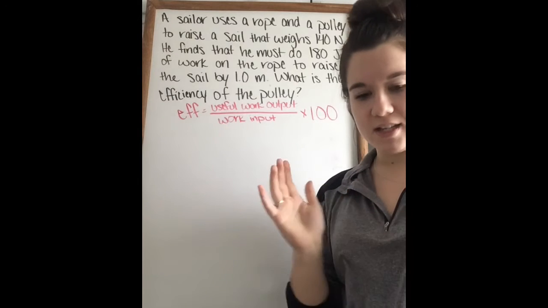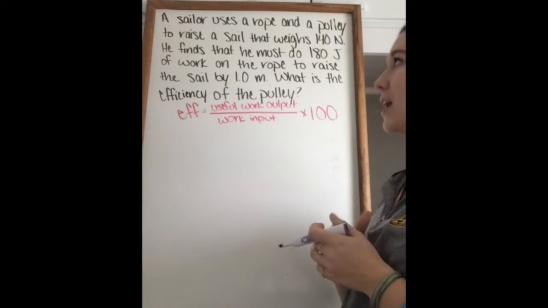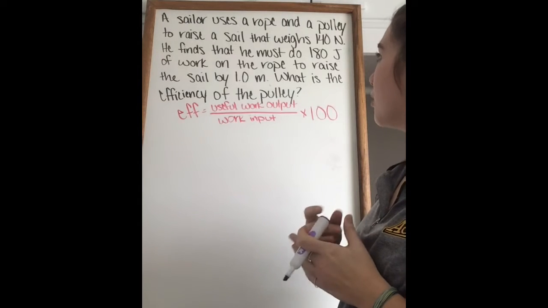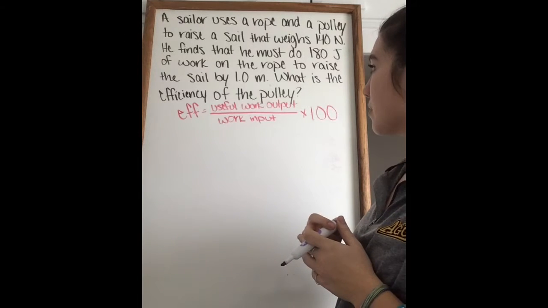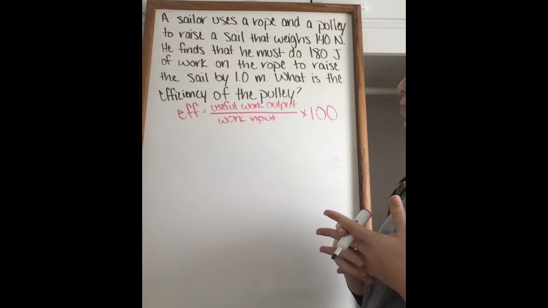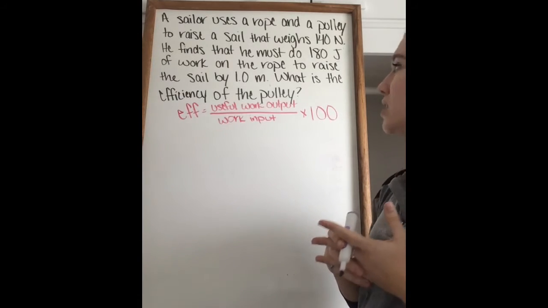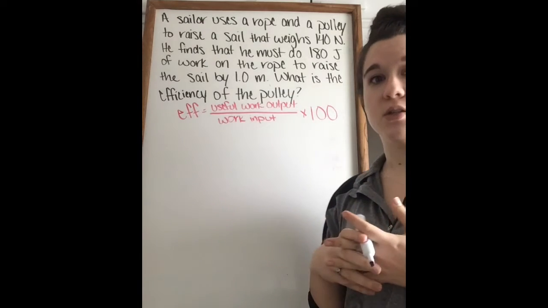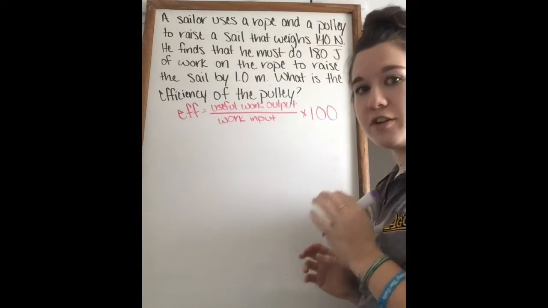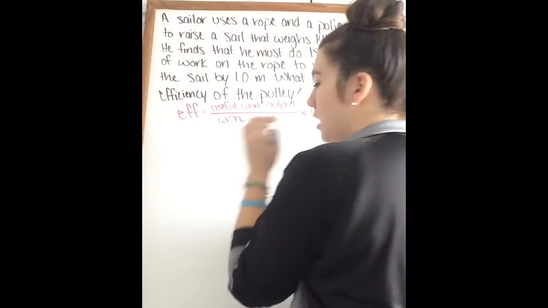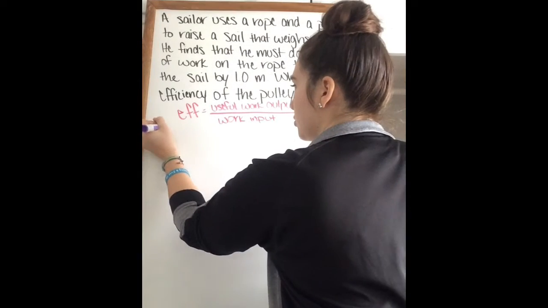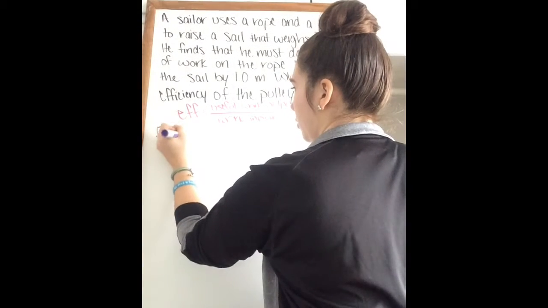So let's get right into this first example. Okay. We have a sailor uses a rope and a pulley to raise a sail that weighs 140 newtons. Okay. He finds that he must do 180 joules of work on the rope to raise the sail by 1 meter. What is the efficiency of the pulley? So let's start with what we know. Okay. Our first number is 140 newtons. Now, hopefully you remember that newtons are a unit of force. Okay. So we have force equals 140 newtons.